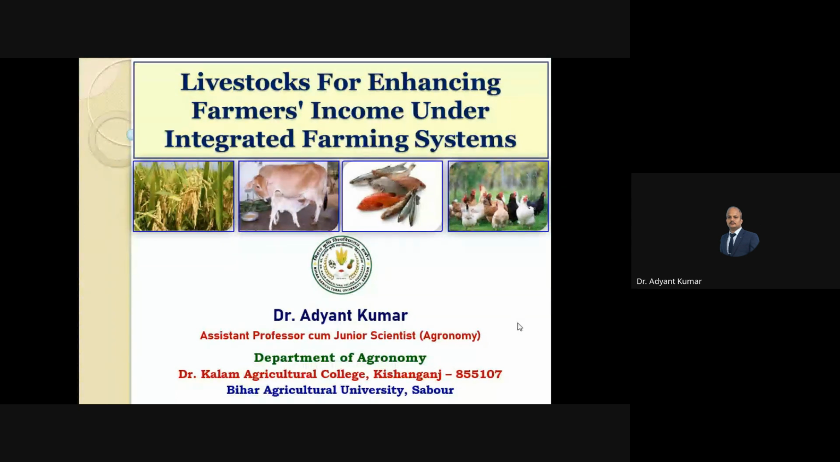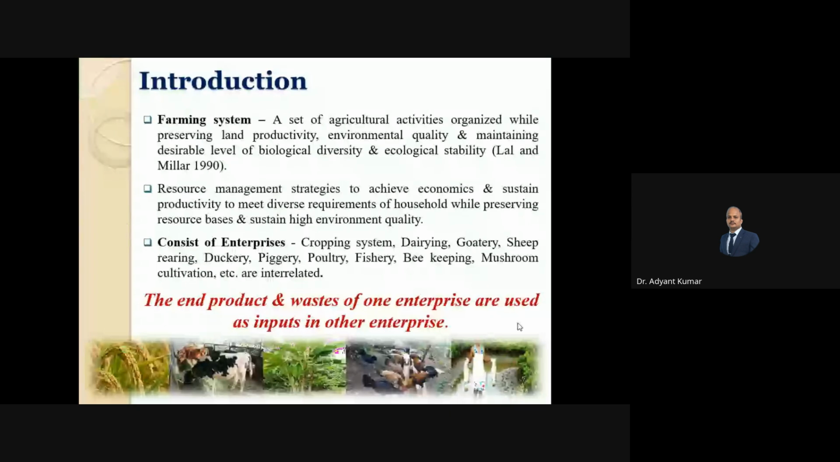A farming system is a set of agricultural activities that are organized, where resource management strategy is taken as more important to achieve economics and sustained productivity, to meet diverse requirements of the household while preserving the resource base as well as sustaining high environment quality. In this, there are several enterprises, and the farming system itself tells that the end product or waste of one enterprise is used as input for another.